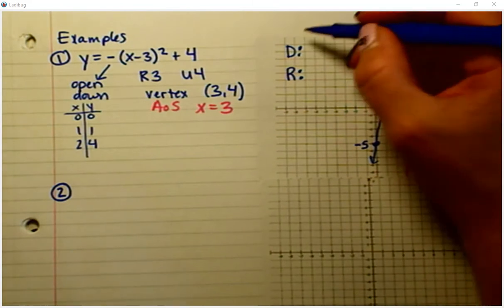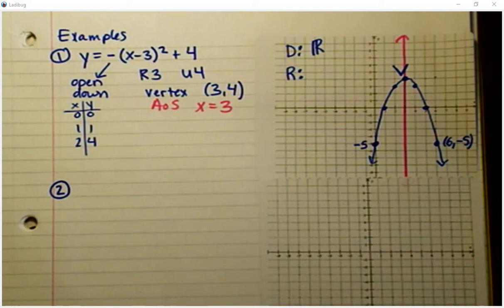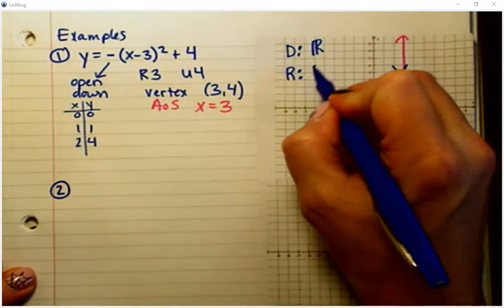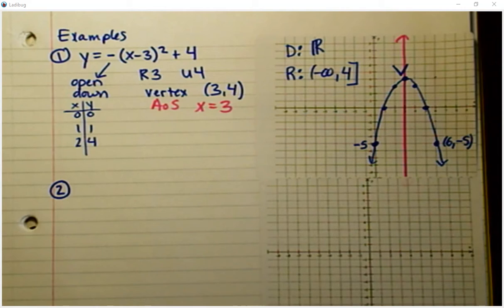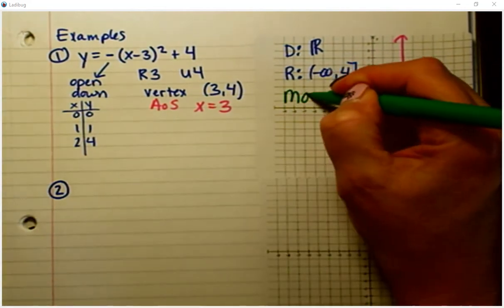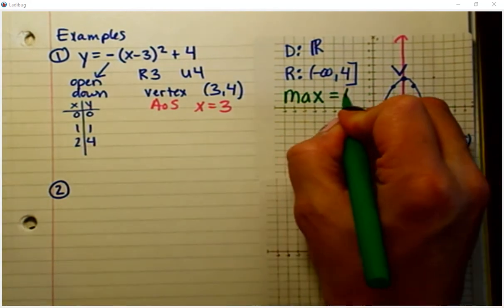All right. Domain, all real numbers. Any volunteers for the range? We'll go Lori. Negative infinity up to 4, and the 4 is included. Yes. Awesome. Okay. And right here, I'm going to say the max is 4.